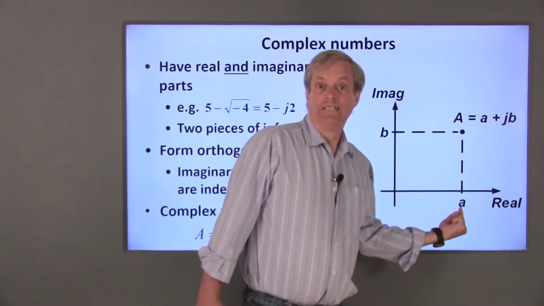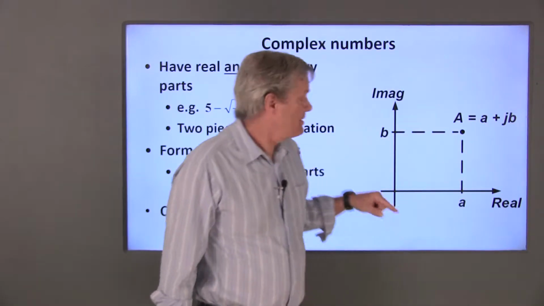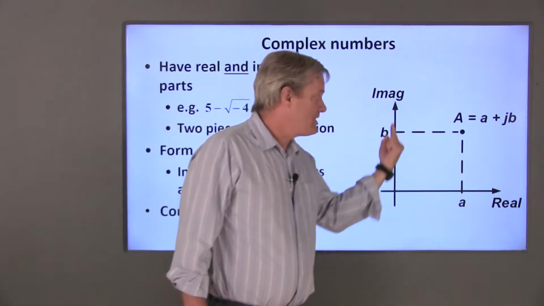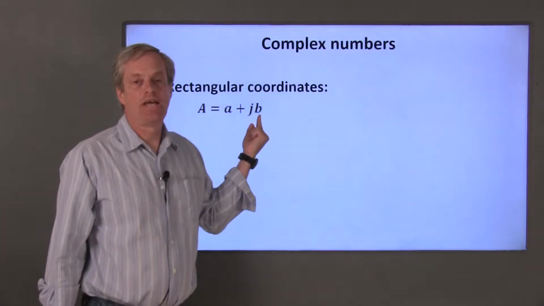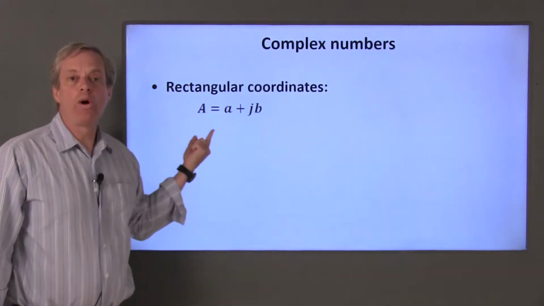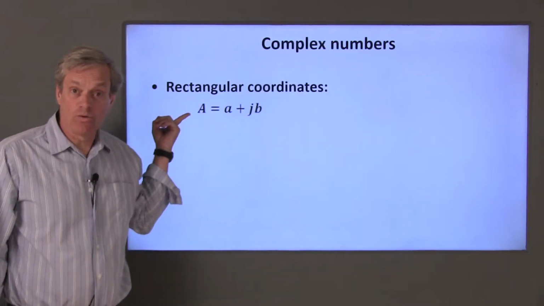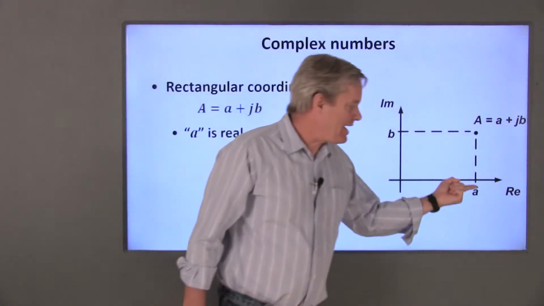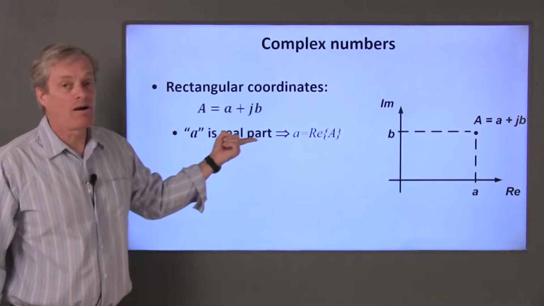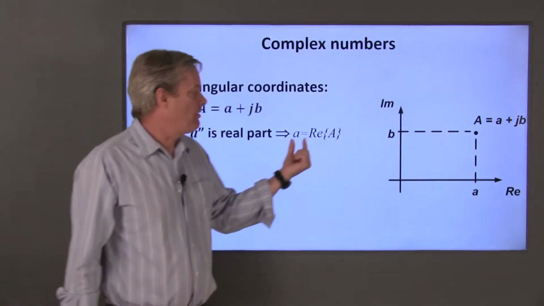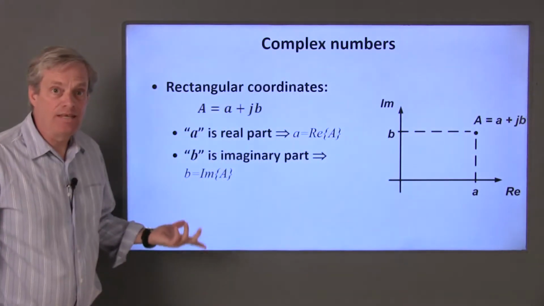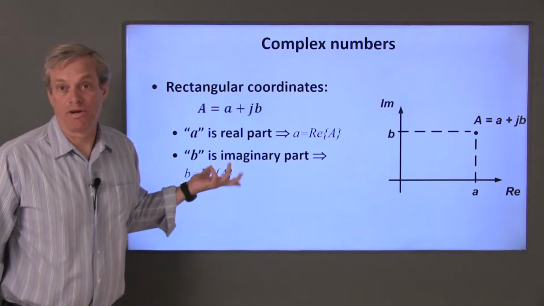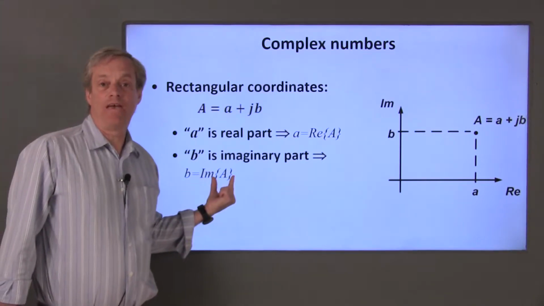The real part of the number, little a, is the distance on the horizontal axis. The imaginary part, little b, is the distance on the vertical axis. If we have a complex number, capital A, that's equal to little a plus j times little b, it corresponds to a point in the complex plane in rectangular coordinates. The distance along the real axis, little a, is called the real part of the complex number. Mathematically, I'll write that as Re of A. The distance along the imaginary axis, little b, is called the imaginary part of the complex number, capital A. It's denoted as Im of A.